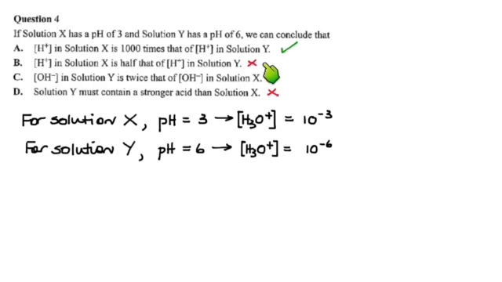Now look at this. If solution X is half, no, that's rubbish. It's not half. 3 is half of 6, but it's a logarithmic scale, guys. So that's not correct. The concentration of OH in solution Y is twice that. That's also rubbish for the same reason. Option D, solution Y must contain a stronger acid than solution X. Well, that's ridiculous, because as the pH goes up, it's a weaker acid. So, you know, these are obviously all wrong, and option A is correct, guys.